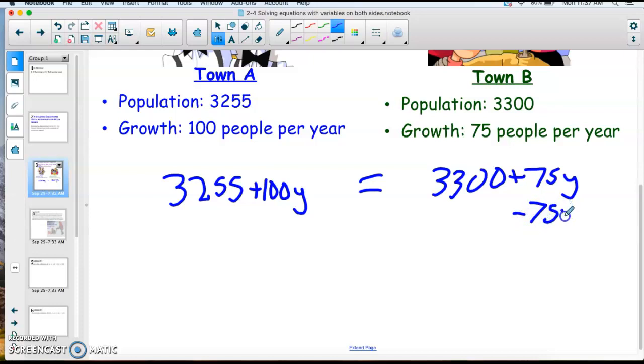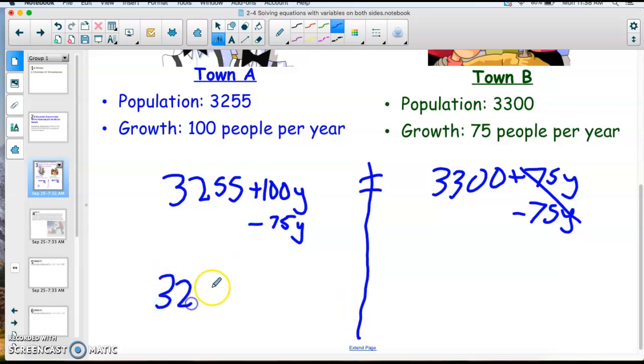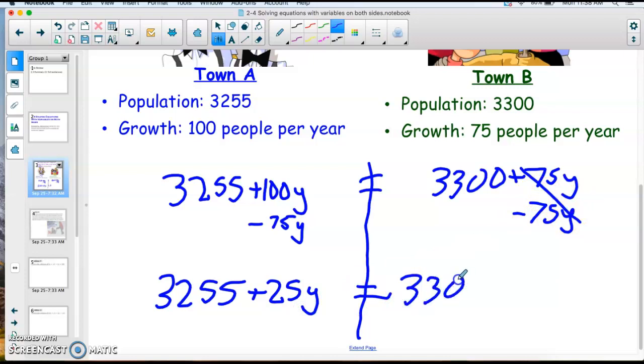I'm subtracting 75y from this side. I'm also going to subtract it from this side, 75y. Now, why did I do that? I just want to avoid negatives. It doesn't really matter, but the more you do these, the more you realize that there are ways to make things easier, I guess. Okay, so 100 minus 75 will get you 25y. And then over here, we crossed out the 75y, so all we're left with is 3,300.